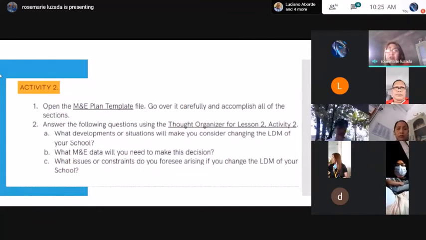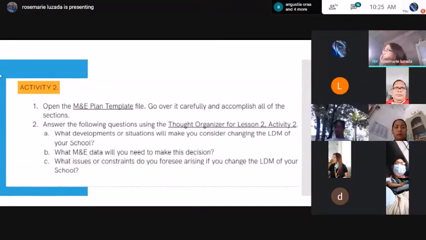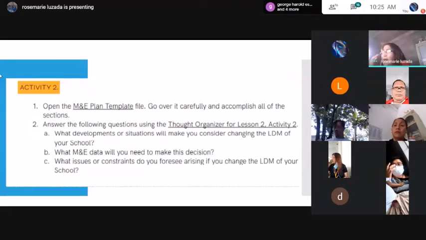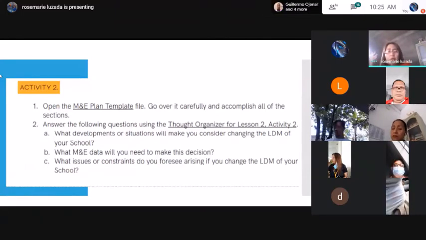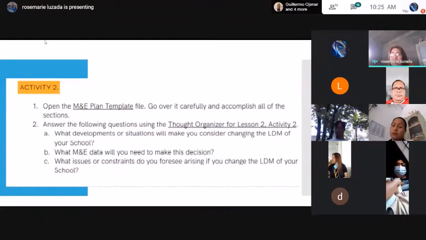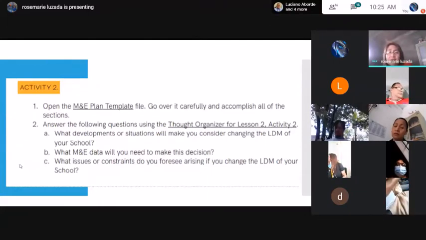So we need to study. We have to check whether the implementation is okay. So we also have to check whether we have provided technical assistance to the teachers, to the parents, and to the students.